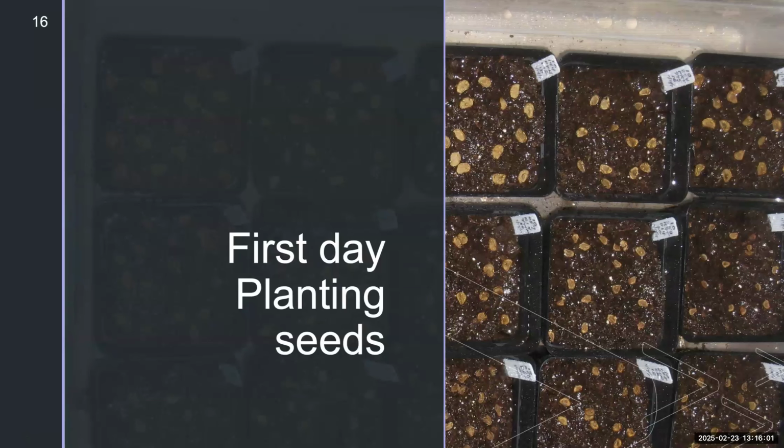Okay, these are my little pots. These are the 3.5-inch pots. This is what they look like after the misting. So you can see they get pretty wet. Next slide, please.